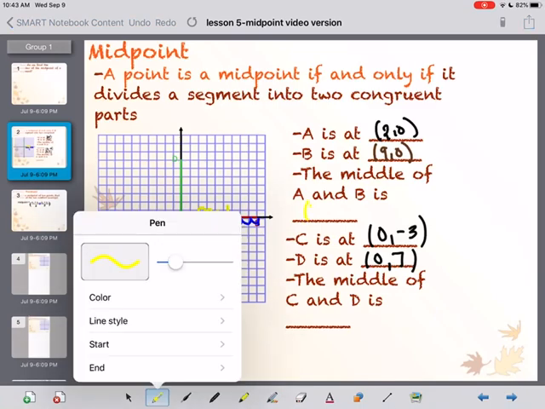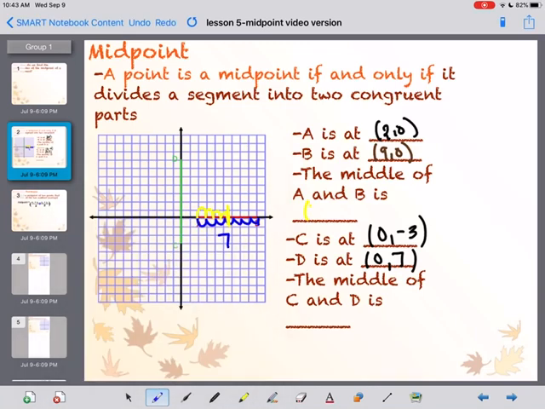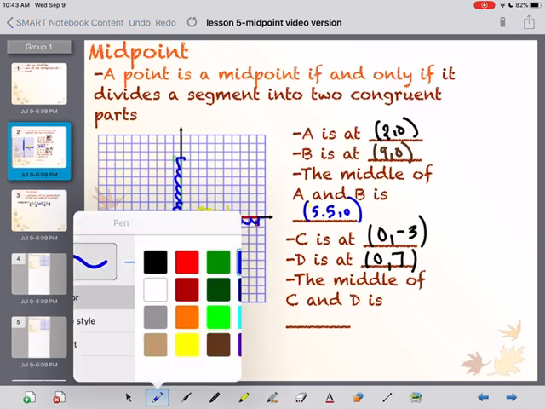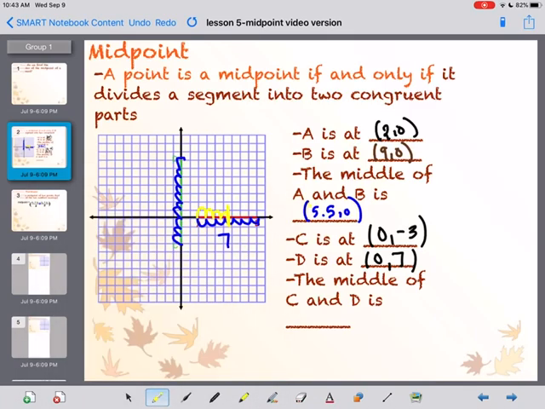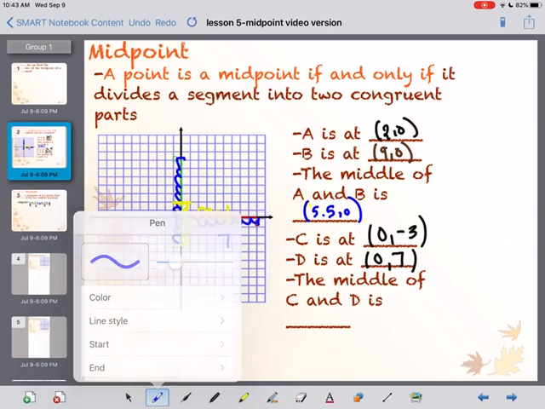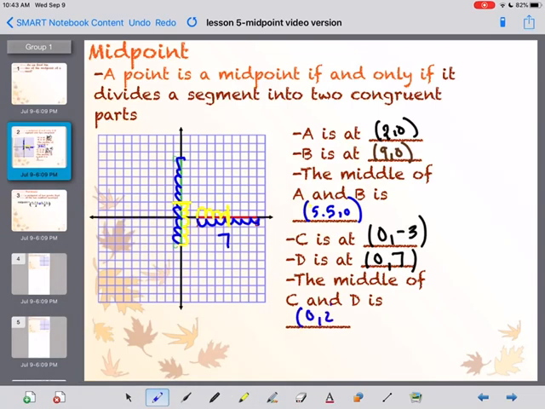5.5, 0. Similarly with CD, again counting boxes to find the distance, 1, 2, 3, 4, 5, 6, 7, 8, 9, 10 boxes. Dividing that in half, I get 5. 1, 2, 3, 4, 5, which should be located at 0, 2, sorry. So those are my midpoints of a horizontal and a vertical line.